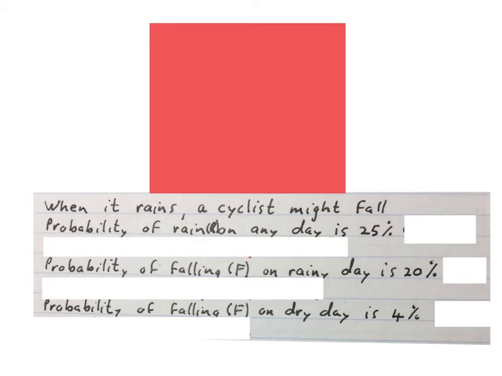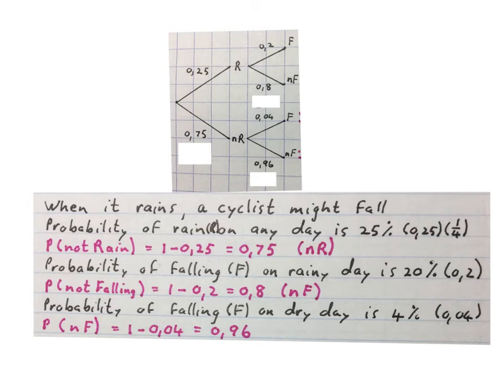Just remember, the question would only have this information. They say on a rainy day, a cyclist might fall. Probability of rain on any day is 25%. Probability of falling on a rainy day is 20%. Probability of falling on a dry day is 4%. Everything I'm going to show you now is what you must know with your probability knowledge. So after you've drawn your tree diagram, now we'll look at what they ask of us.